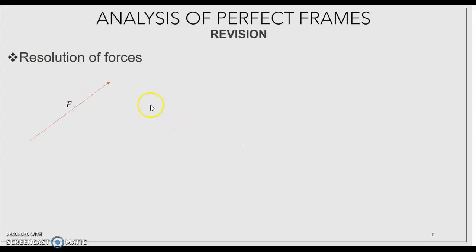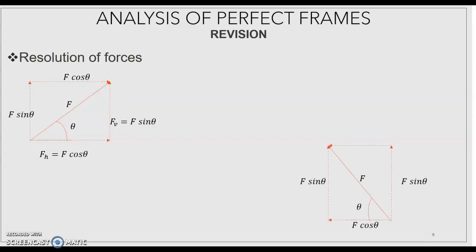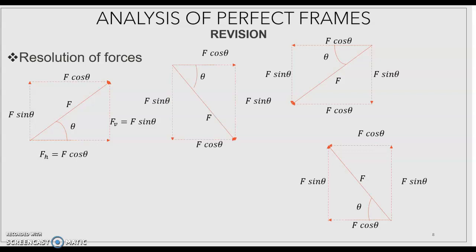Some revision is required. The resolution of forces: if the force F is acting at an angle theta with the horizontal, then this is resolved into vertical and horizontal components. These are the sides of a rectangle. The horizontal component is equal to F cos theta and the vertical component is F sin theta. If the force is in the second quadrant, same procedure: F cos theta horizontal component, F sin theta vertical component. Similarly in the third quadrant and the fourth quadrant, the horizontal component is always F cos theta and the vertical component is F sin theta.